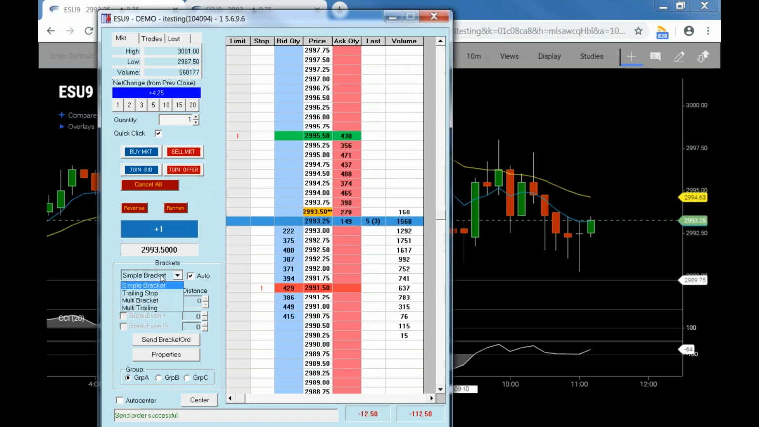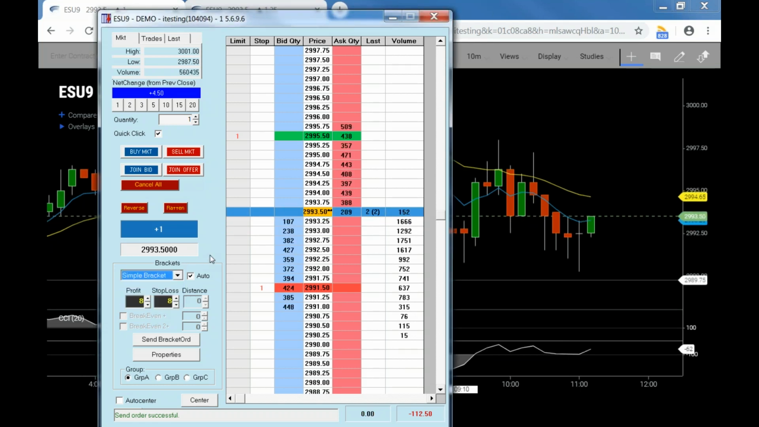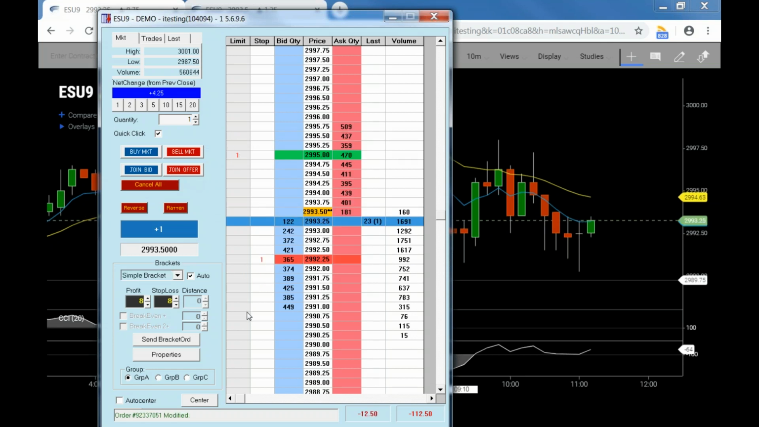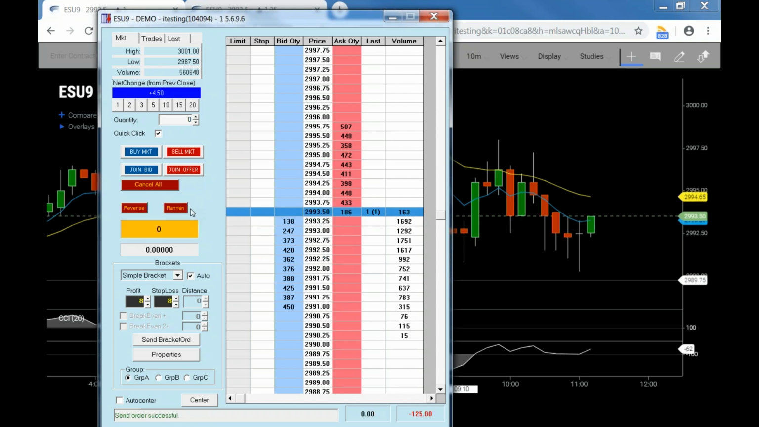And there are other ones here you could do too: trailing stop, multi-bracket, breakout brackets, whatever you want to do. And remember, cancel all cancels working orders, or you could actually amend this OCO if you want. Cancel all would cancel the working orders. Flatten will cancel and get you flat at the market. Everything goes away like it didn't happen.